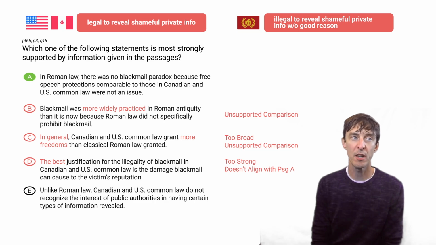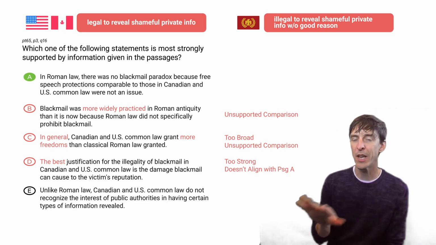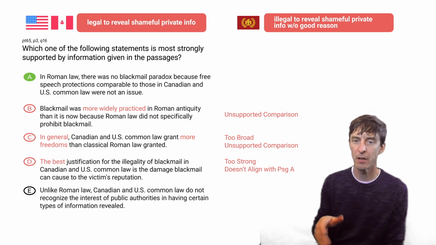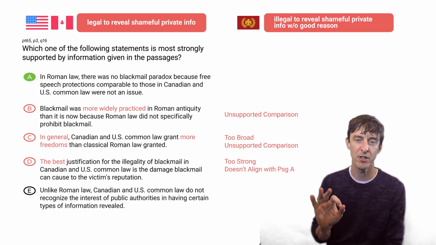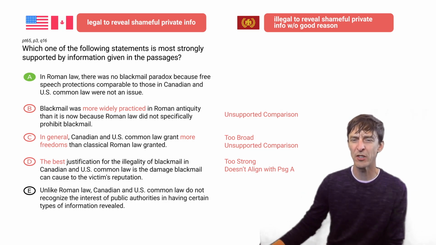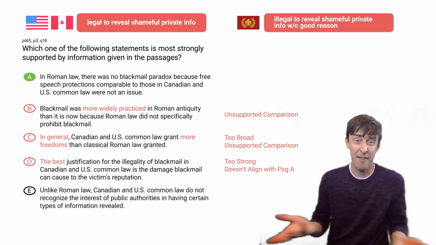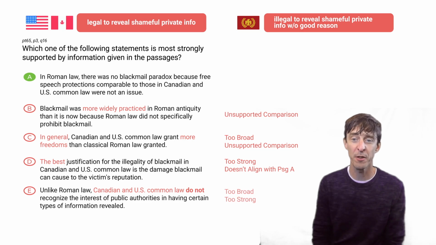We did hear that in the Roman system, you can't reveal an embarrassing secret unless you're like a public authority with a specific interest in getting that information. But it's too much to say that in Canada and US common law, they never recognize the interest of public authorities to have certain types of information. That doesn't even pass the common sense test, so there's no way that's supported by the passages.